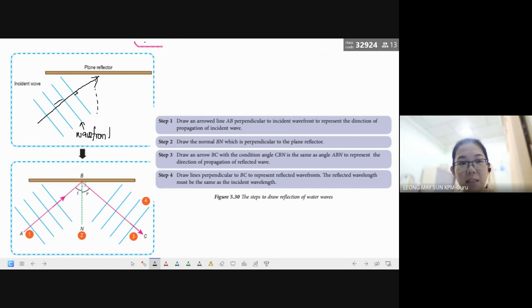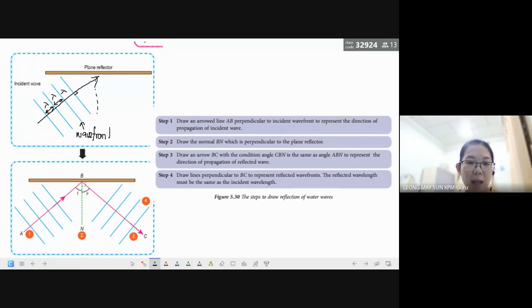And then the distance between the two wavefront lines is supposed to be the same. Why? Because they represent wavelength. So the wavelength doesn't change because the medium doesn't change. So you need to make sure that you draw the same distance between each line.